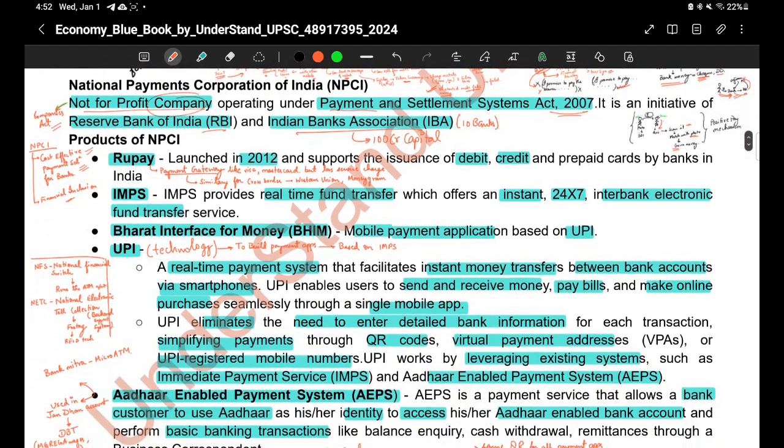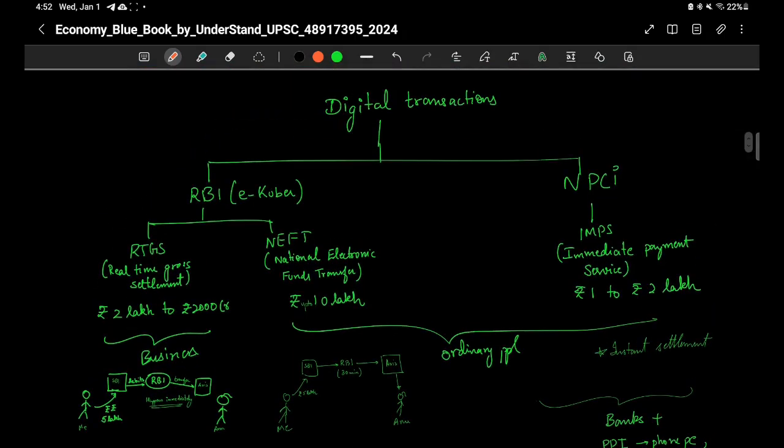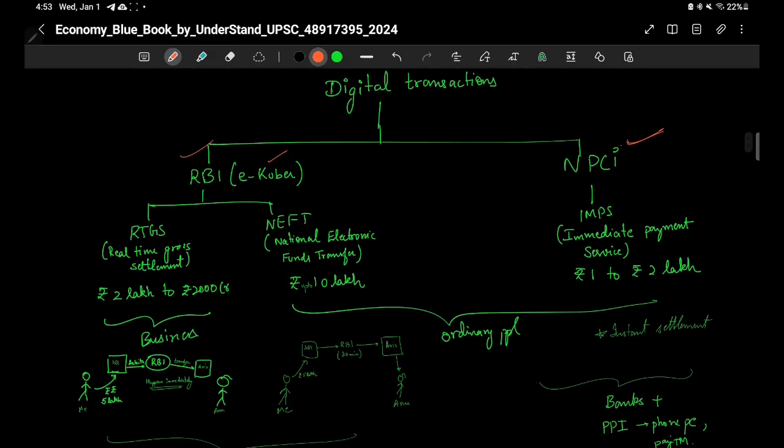Before we go into all these products, let me explain how digital transactions happen. There are two ways in which digital transactions can happen, either through RBI or through NPCI. Under RBI, there is a specific portal called eKuber, where huge amounts of transactions happen. RBI is for huge amounts of transactions, NPCI is for small amounts.